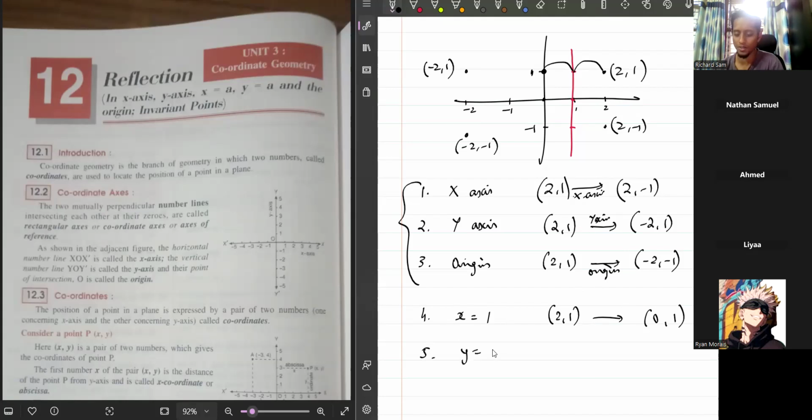Then only for the line x is equal to something, or the fifth one, y is equal to something, you have to draw a graph, and on the graph only you'll be able to figure out where the reflection is. So let's say a line y is equal to -2. Where will the point 2 comma 1 be if you reflect it on the line y is equal to -2? So y is equal to -2 will be here. This is y is -1, y -2 is over here. So where will the reflection of this point be?